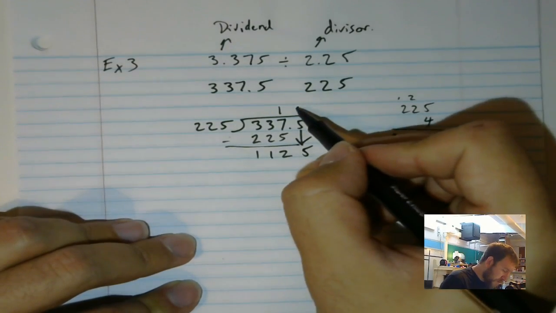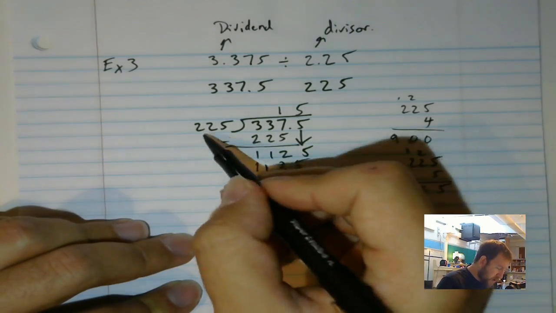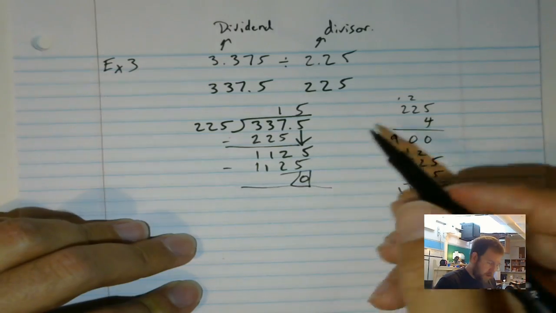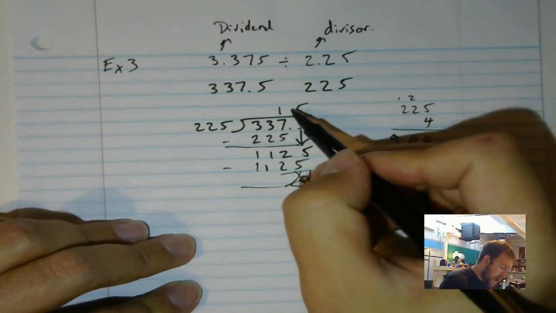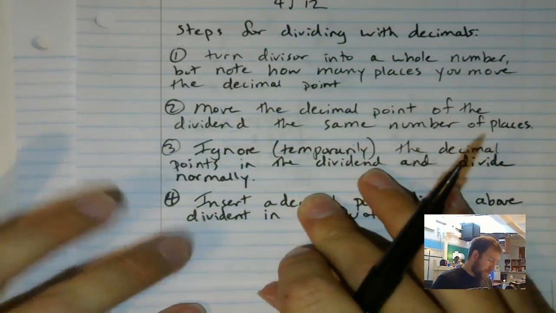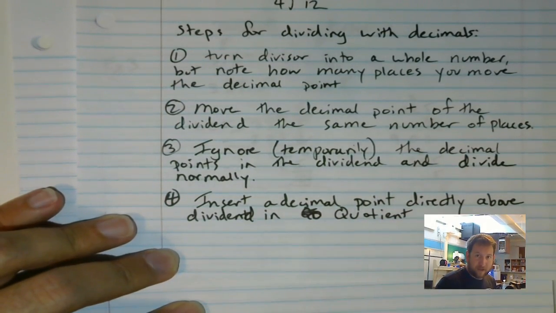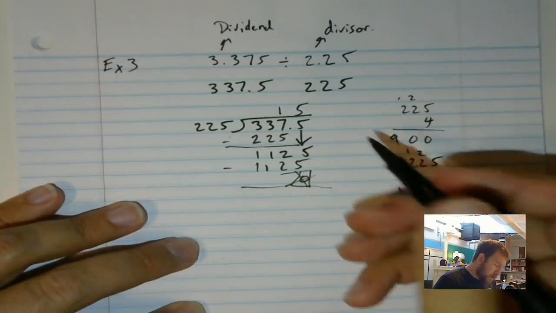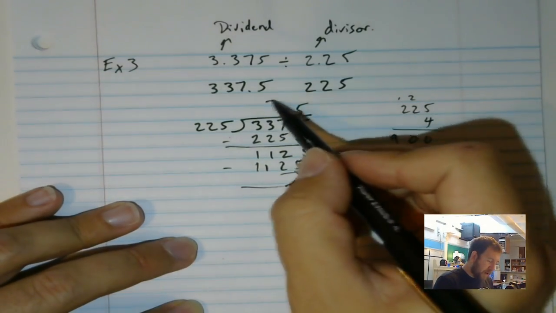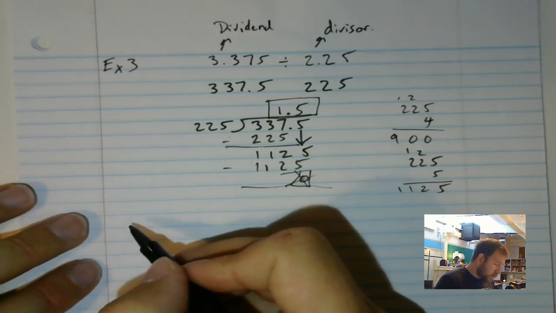Nice. So I'm going to put a 5 up on top, and then I'm going to write my 1125, subtract, and I've got a 0. Beautiful. When my 0 shows up, I'm done. Oops, I shouldn't have put a box around that. That's not my answer. I have my answer up here. But before I put my answer in, I have to look at number 4. Insert a decimal point directly above the dividend, well, just notice finally, in the quotient. So notice how I have my decimal point right here. I have to move it up and slide it right in there so it stays in line. And now I have my answer of 1.5. Nice. Let's do another one.